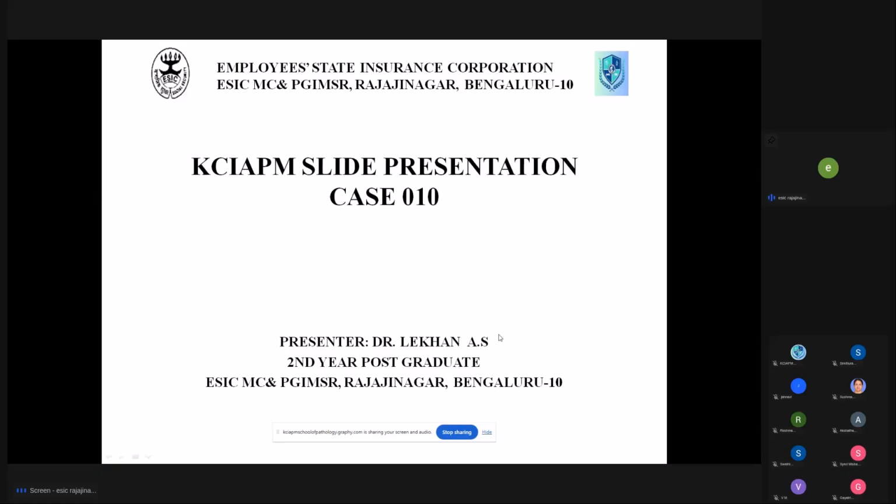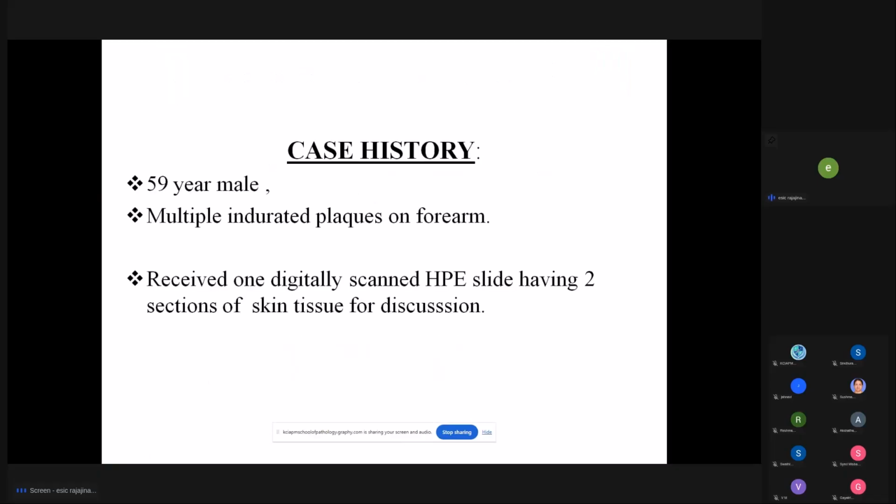Good afternoon, everyone. Myself, Dr. Lekhan AS, second year PG from ESI Medical College. I highlight long case 1, slide number 10. Case history: a 59-year-old male with multiple indurated plaques on the forearm. We received one digitally scanned histopathology slide having 2 sections of skin tissue for discussion.